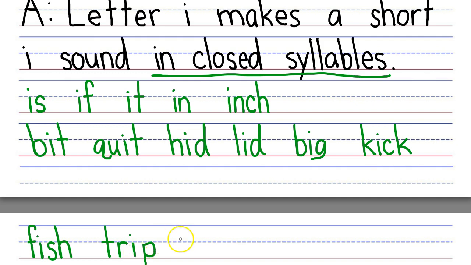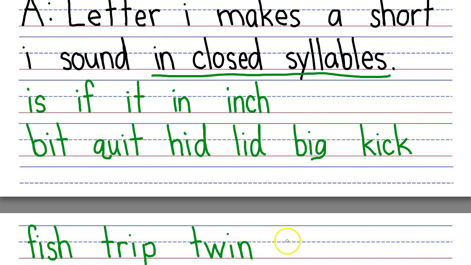Next word is twin. We have a T that says t, a W that says w, an I that says I, and an N that says n. The N is a consonant, so the I makes its short I sound. T, w, I, n. Say it together fast.